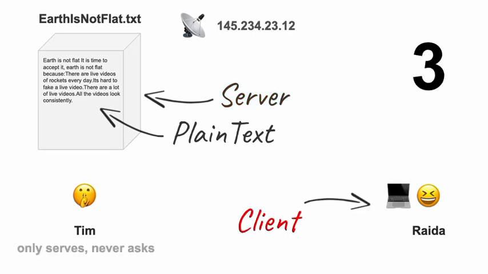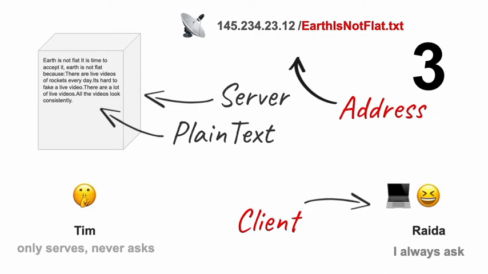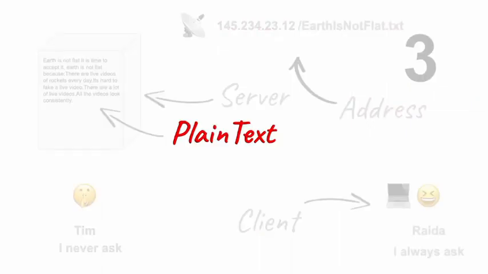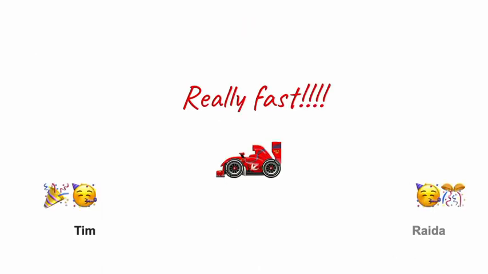Third rule, any client that is asking for any text has to append the document name to the IP address. That's it. HTTP is when clients ask for plain text documents to servers really fast.